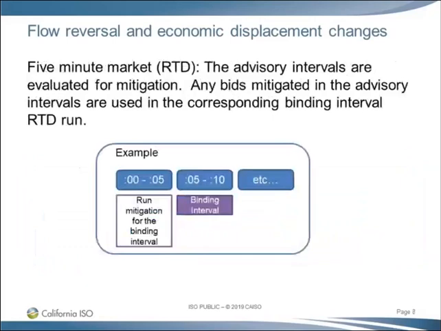And in the 5-minute market, we're going to use the advisory intervals to evaluate for mitigation, and then in the binding interval, the mitigated bids will be there. So we can't do the mitigation in the same binding interval, so we'll do it in the advisory interval before that binding interval.